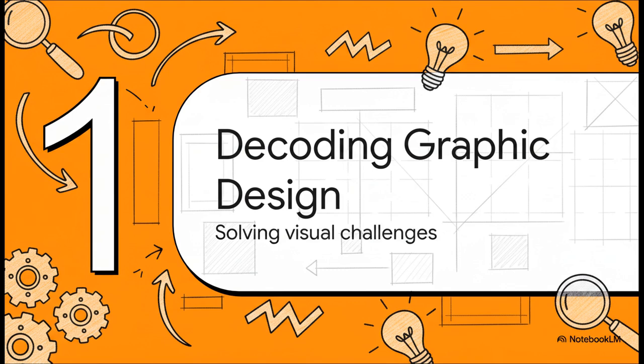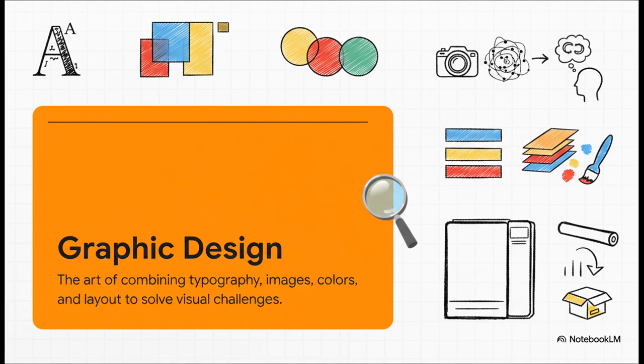All right, Section 1, Decoding Graphic Design, Solving Visual Challenges. So what actually is graphic design? Well, our source material hits the nail on the head here. Graphic design is the art and skill of combining typography, images, colors, shapes, and layout to create visual compositions that aren't just pretty to look at, but are actually effective and purposeful. At its absolute core, it's about solving visual communication challenges.